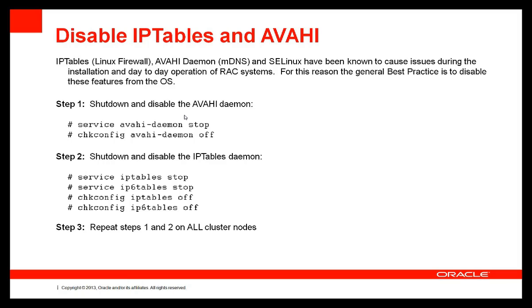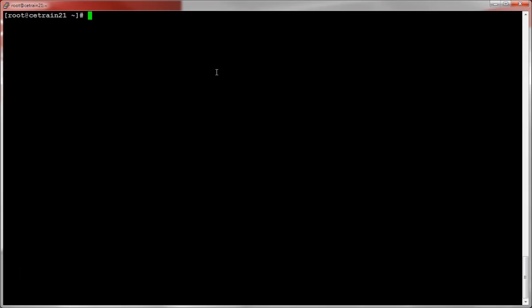We will also disable SELinux. That's on the next slide. So the first thing is to shut down and disable the Avahi daemon. The way that we do that, service avahi-daemon stop, and we do a chkconfig avahi-daemon off. We'll shut down and disable the iptables. You can see the commands to do so there. We'll shut down the ip6tables also. And we'll repeat steps 1 and 2 on all cluster nodes.